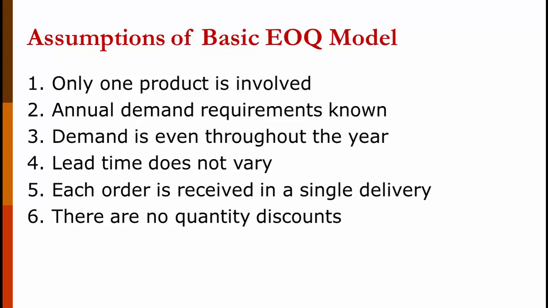We're going to look at 2 specialized EOQ models. In one, we're going to look at when the delivery comes in gradually, so we're going to violate assumption number 5. In the other, we're going to look at quantity discounts, which violates assumption number 6.